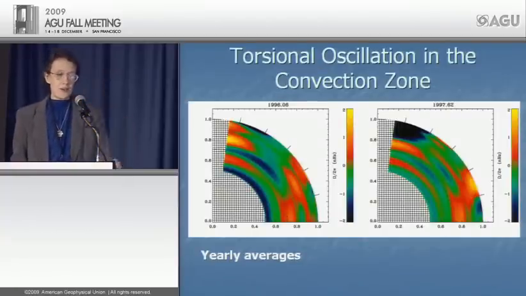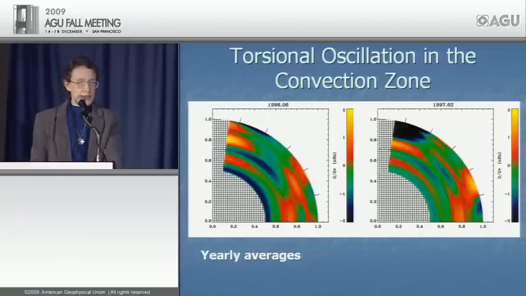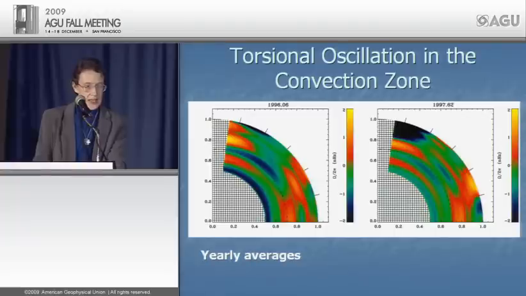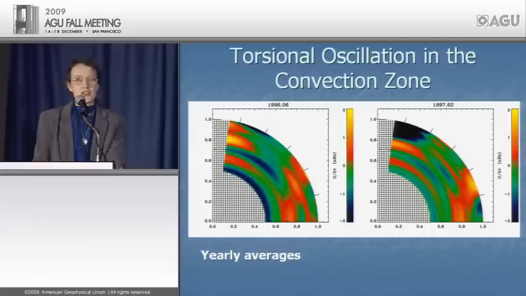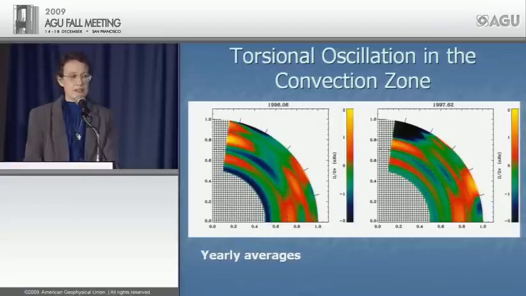Now, the whole advantage of having helioseismology is that we can see what's going on below the surface in the convection zone. Here I show a slice through the sun. I have to remember that these helioseismic measurements are by construction symmetrized about the equator. We can't distinguish between north and south hemispheres. There are other ways of doing that.